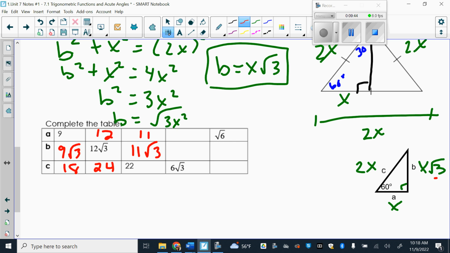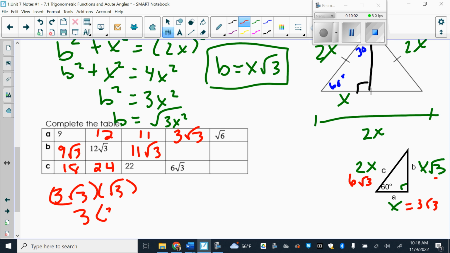If I know side C is 6 root 3, then I know side A is 3 root 3, half of that. And I know side B is 3 root 3 times root 3, which is 3 times 3, because root 3 times root 3 is just root 9, which simplifies to be 3. So we get side B is 9.